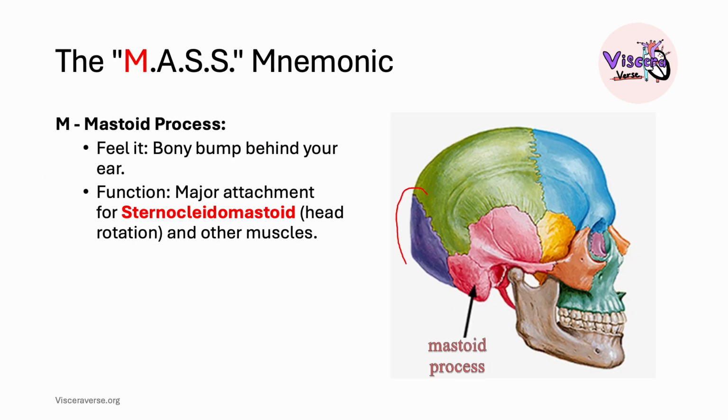Our mnemonic for the occipital bone, as we discussed in the previous video, was MCE, my curly hair ends. For this temporal bone, however, we're going to use the mnemonic M.A.S.S. M stands for the most important bony bump that you feel behind your ear, and that's the mastoid process. This is your mastoid process. And why is it important? Because it's a major attachment for a big muscle in your neck called the sternocleidomastoid. This is important for head rotation as well as other muscles being attached to this mastoid process.